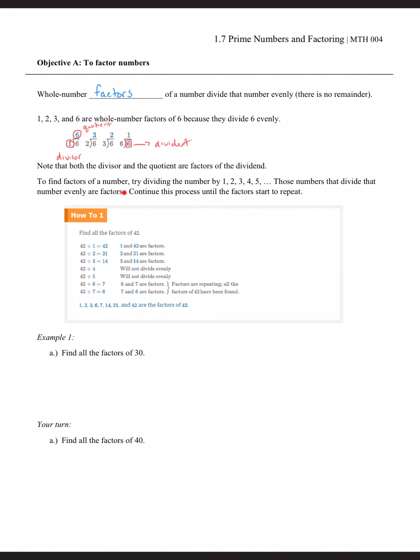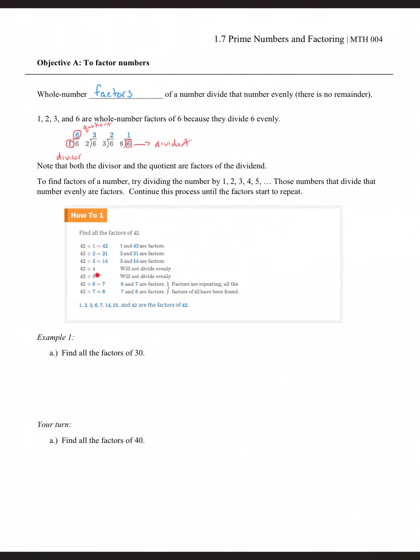So here's your first example, and you can see it's already done for you. If we have to find all the factors of 42, we start by taking 42 divided by 1, which comes out to exactly 42. That tells us that 1 and 42 are factors. If we divide it by 2, we get 21, so we know 2 and 21 are factors. Divide it by 3, we get 14, therefore 3 and 14.